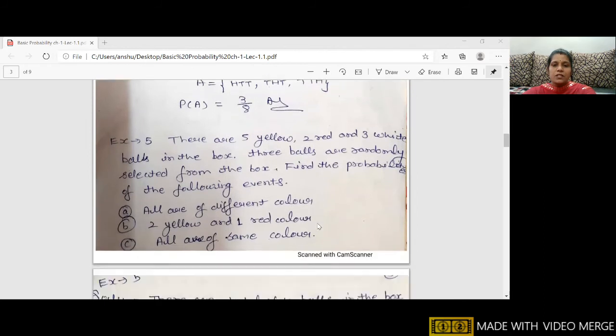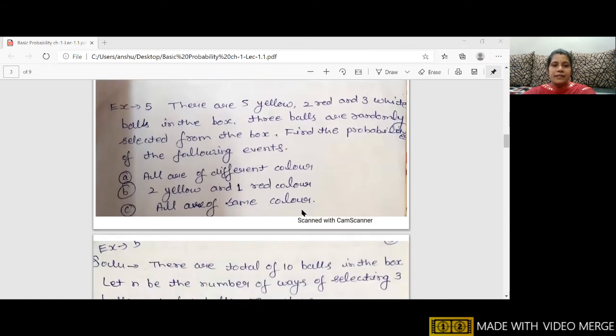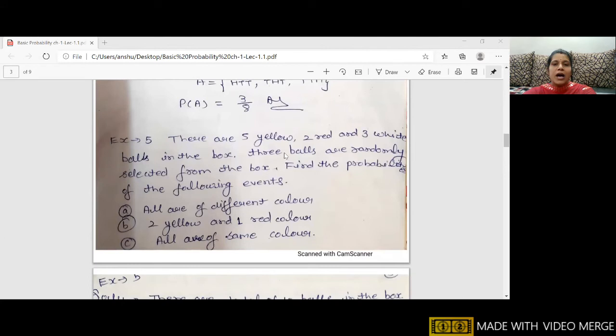Our next example is: there are 5 yellow, 2 red, and 3 white balls in the box. In the box, 5 plus 2 is 7, plus 3, total 10 balls. 3 balls are randomly selected from the box. Find the probability of the following events.